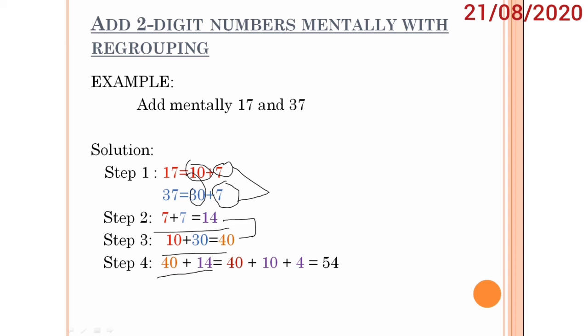Now we will regroup 14 as 10 plus 4, and we will add these three numbers together. That is 40 plus 10 plus 4. So 40 plus 10 is 50. 50 plus 4 is equal to 54. Finally in step 5 we will write the sum of the given numbers as 17 plus 37 is equal to 54. So I hope all of you are clear with the concept of how to add two-digit numbers mentally with regrouping, isn't it?